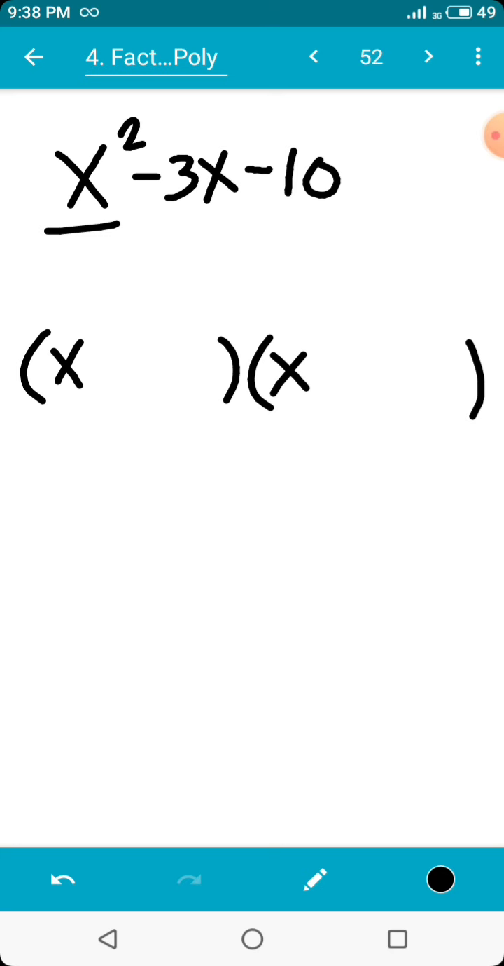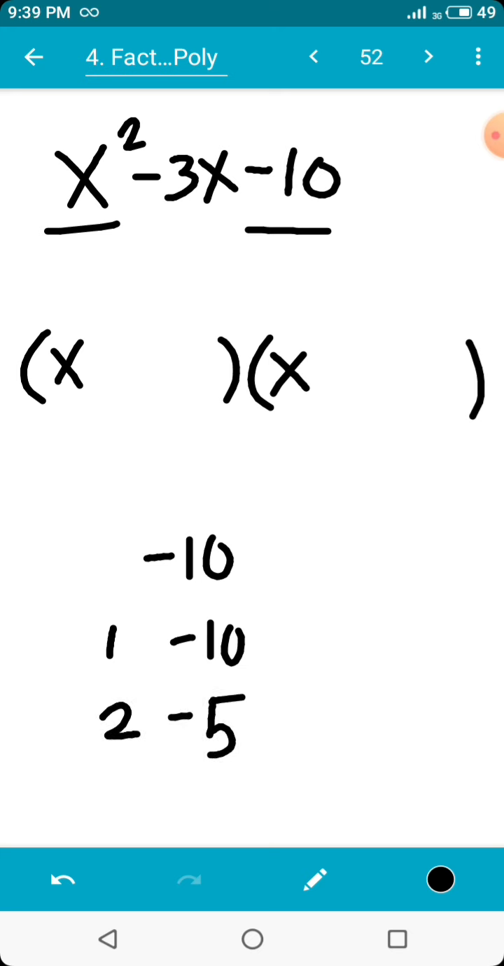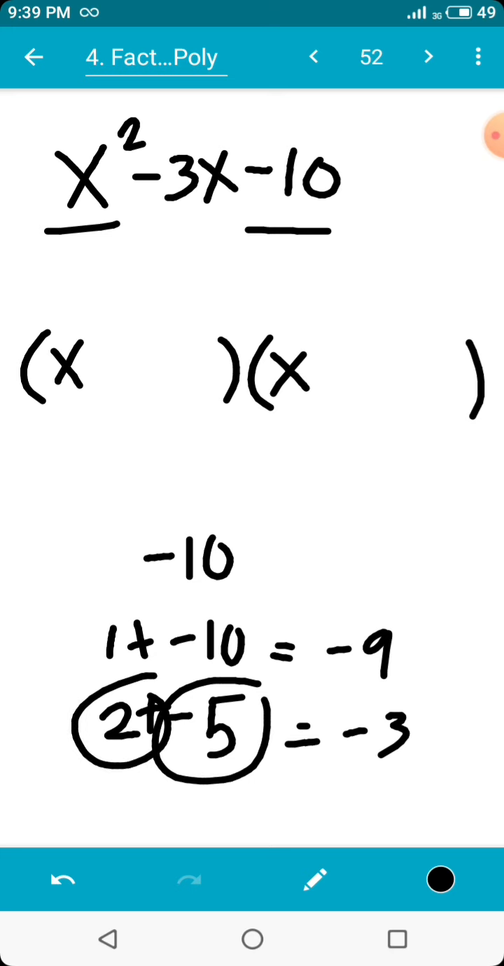Alright? And then, kunin natin yung factors ng negative 10. So, ilist natin yung factors ng negative 10. So, it could be 1 and negative 10 or it could be 2 and negative 5. Tama ba? Pero dapat, pag inadd natin sila, ang lalabas is yung coefficient ng gitnang term, which is negative 3. Okay? So, kung kinombine natin yung 1 at saka negative 10, that is negative 9. Pag kinombine natin yung 2 at saka negative 5, that is negative 3. Okay? So, ito yung hinahanap nating factors. 2 at saka negative 5.